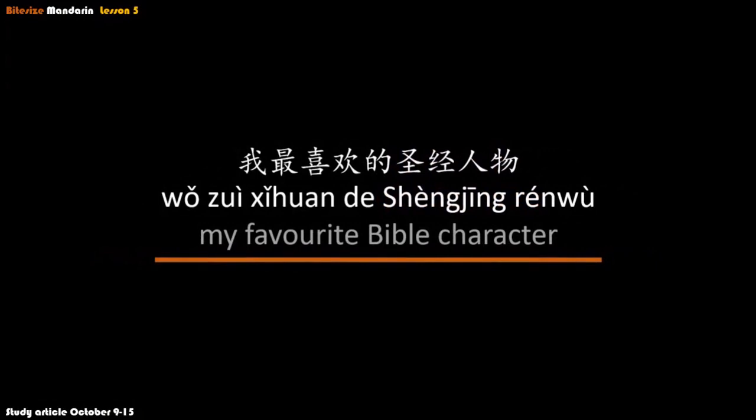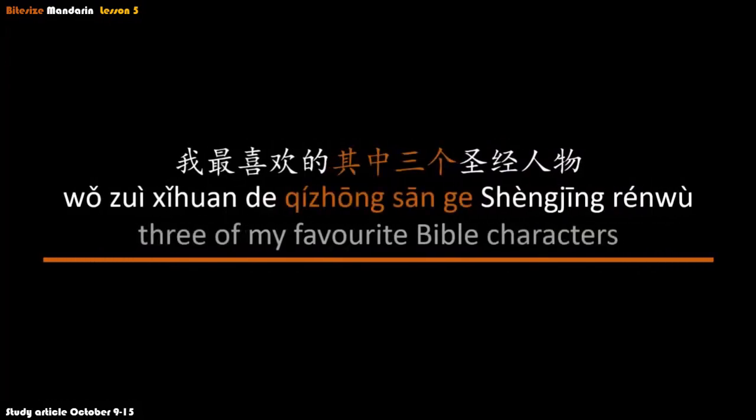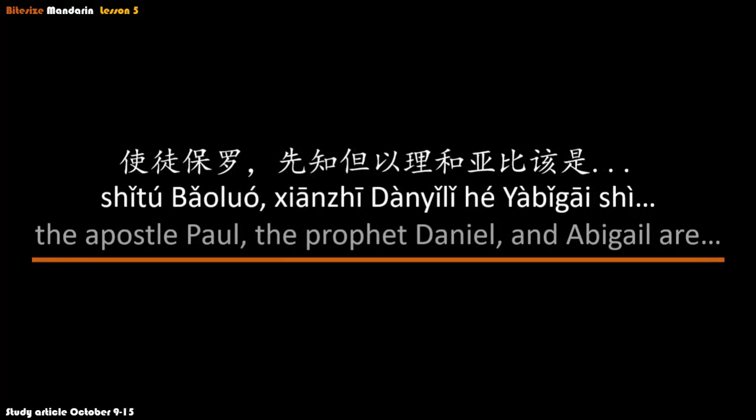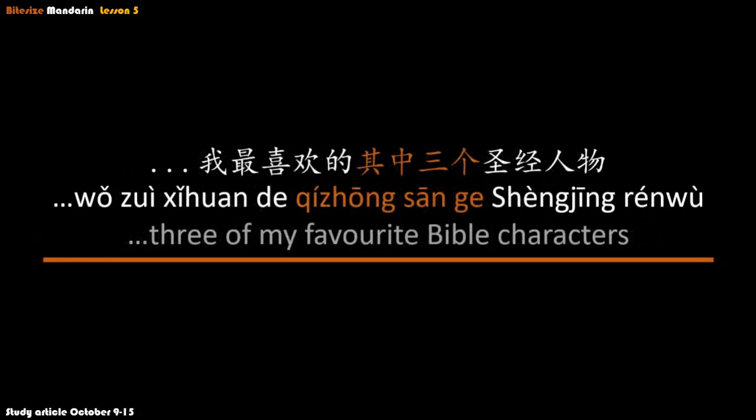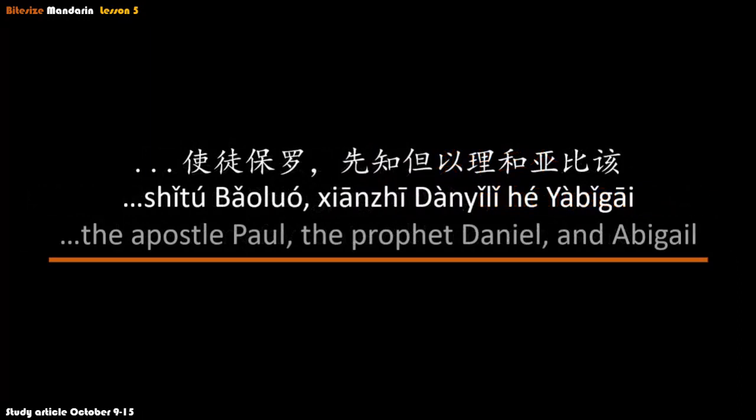Let's take a look at another example. 我最喜欢的圣经人物 my favorite Bible character. 我最喜欢的其中三个圣经人物 three of my favorite Bible characters 是使徒保罗 of course, 先知但以理和亚比该 the Apostle Paul, the Prophet Daniel, and Abigail. And these two can be reversed. 使徒保罗、先知但以理和亚比该是我最喜欢的其中三个圣经人物. Now there's actually another way that we can arrange the parts of this sentence, and that is 我最喜欢的圣经人物其中三个是使徒保罗、先知但以理和亚比该.